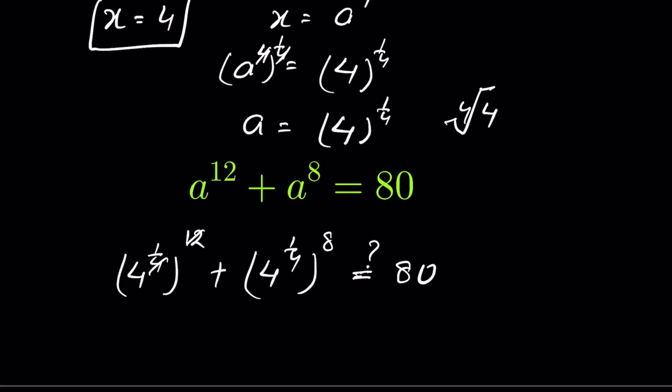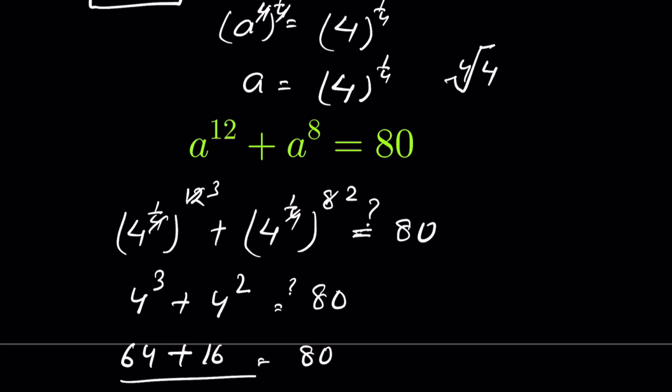So 4 times 3 is 12, 4 times 2 is 8. So it is 4 raised to the power 3 plus 4 raised to the power 2. 4 raised to the power 3 is 64 plus 16. It is equal to 80. LHS is equal to RHS. Therefore, our answer is verified.